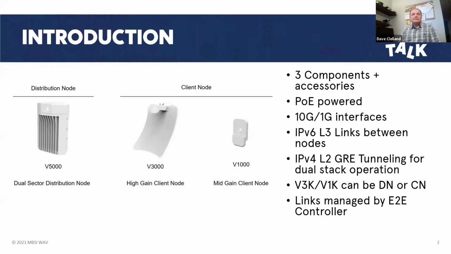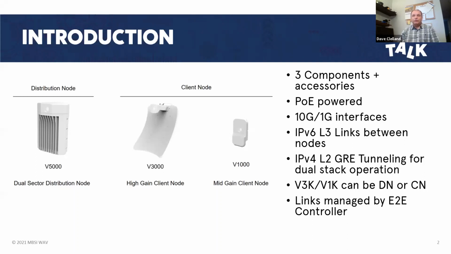So the product line consists of 3 products: V5000, V3000, and V1000 at this very moment. These devices are all PoE powered. The V5000 and V3000 have 10 gig and 1 gig interfaces on them. The system forms IP version 6 links between the nodes. That's how the nodes connect together. And today we're going to do IP version 6 the easy way, and we're also going to show off the layer 2 GRE tunneling.